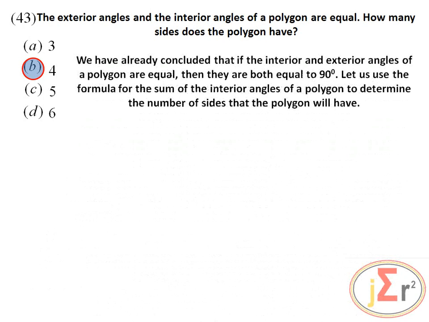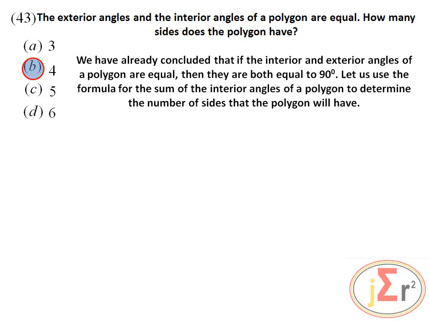We have already concluded that if the interior and exterior angles of a polygon are equal, then they are both equal to 90 degrees because they are angles on a straight line, and we have two of them. They are equal. One must be 90 degrees, the other must be 90 degrees. 90 plus 90 equals 180, which is the sum of angles on a straight line. Let us use the formula for the sum of interior angles of a polygon to determine the number of sides that the polygon will have.